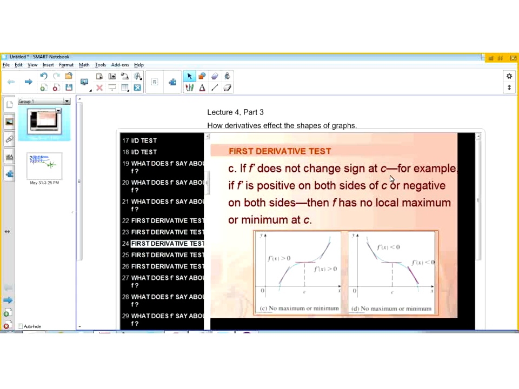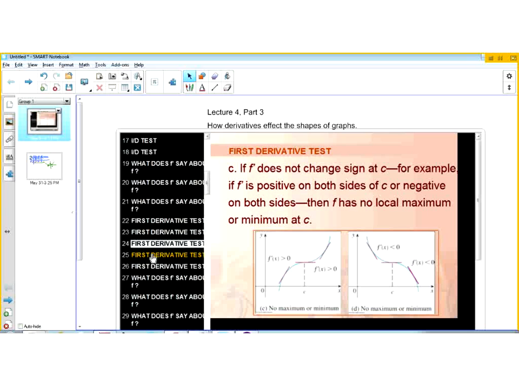If f prime does not change sign at c, even though c is a critical number, if f prime is positive on both sides of c or negative on both sides of c, then f has no local maximum nor minimum at x equals c. So for instance, this could be an example of a branch of a tangent function, or this could be a branch of the cotangent function. And see, there's no transition occurring at the critical number, but there is a concavity change. So typically, these will be called inflection points.